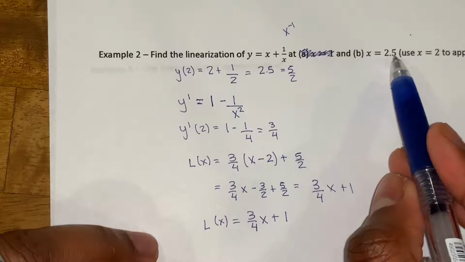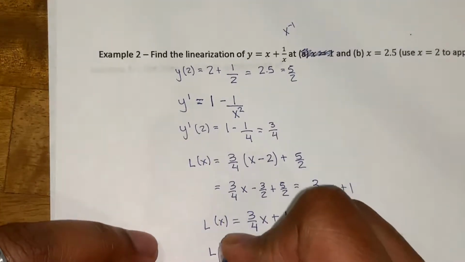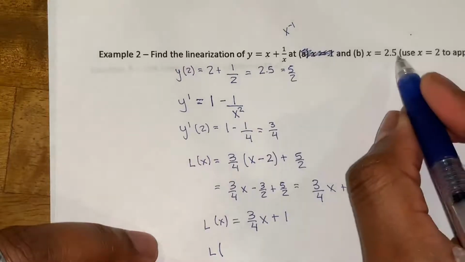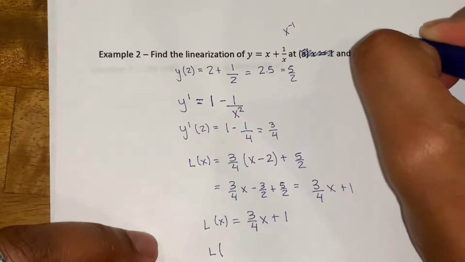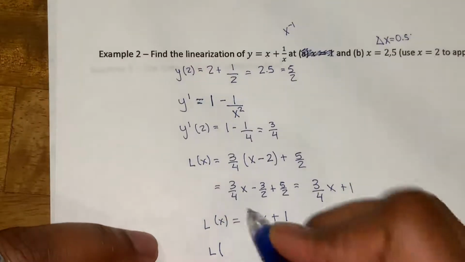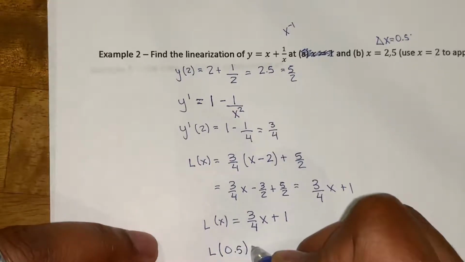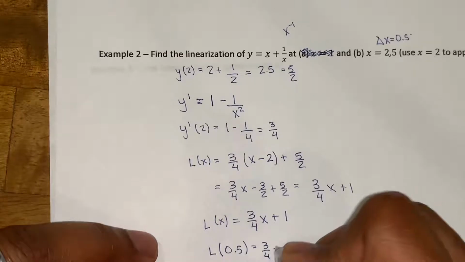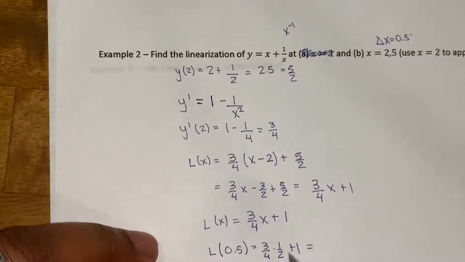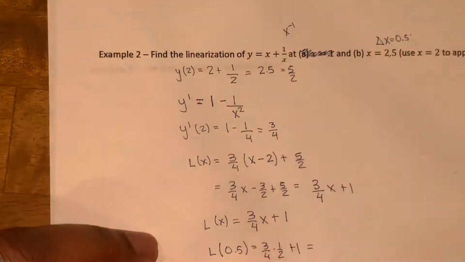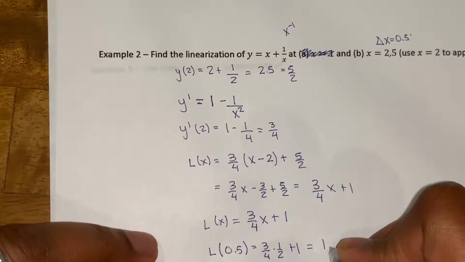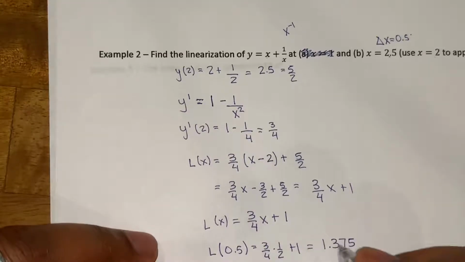To estimate 2.5, we need to just use the difference between 2.5 and 2. So that means our delta x is 0.5. So L of 0.5 equals 3/4 times 1/2 plus 1. So that's 3/8 plus 1. So 1 plus 3 divided by 8 is 1.375. So our estimated value is 1.375.